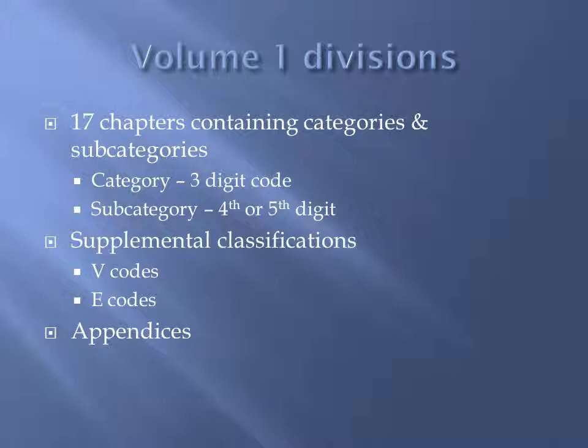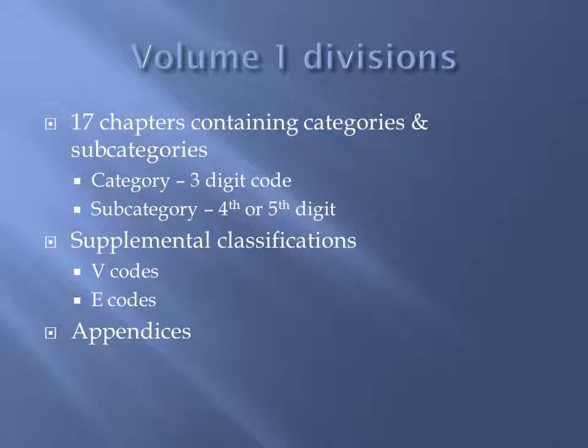The second part describes supplemental classifications, which are V codes and E codes. V codes are classifications of factors influencing health status and contact with health services. And E codes are classifications of external causes of injury and poisoning.